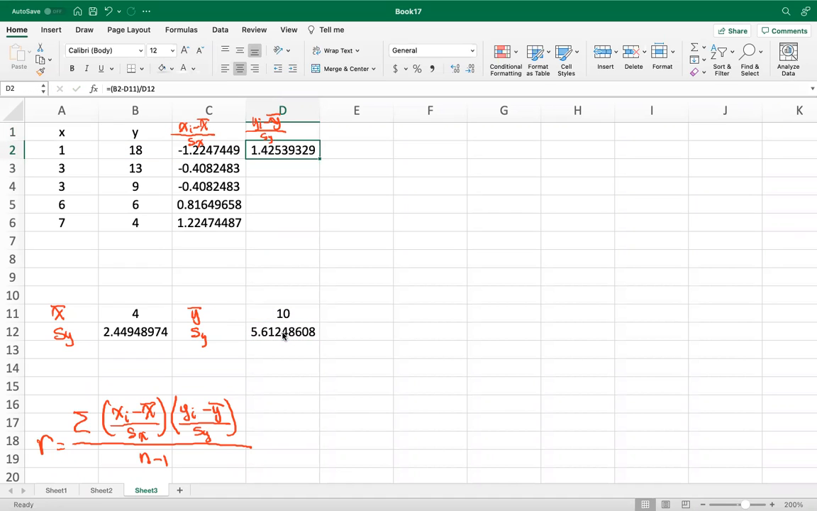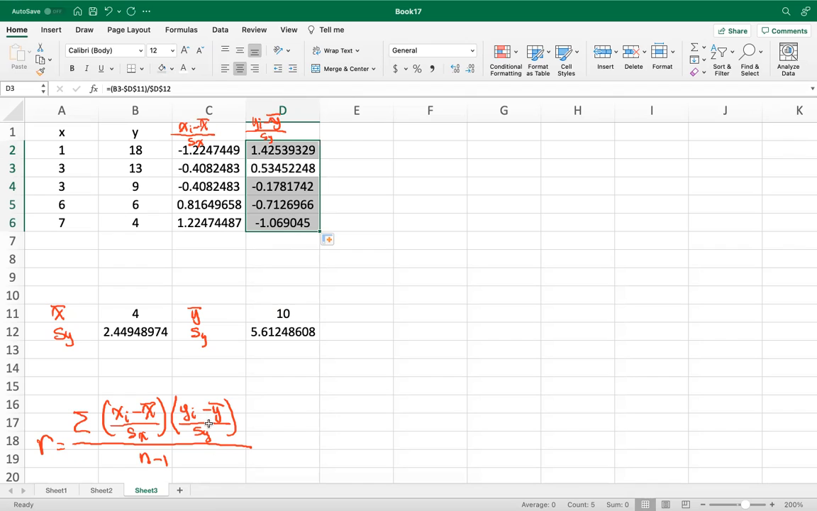And there we go. But now here, what we're going to do is the same thing. So y bar is the same for each of these values, so we're going to put dollar signs around that, and dollar signs around our standard deviation, because those values are going to be the same for all of these. The only thing we want changing is y itself. And there we go.